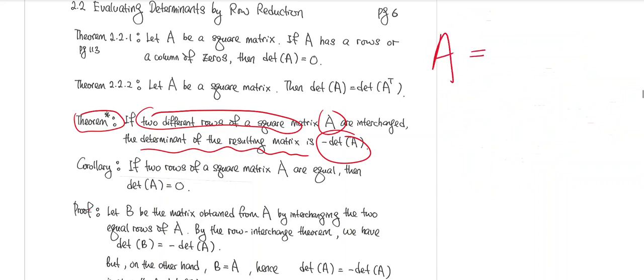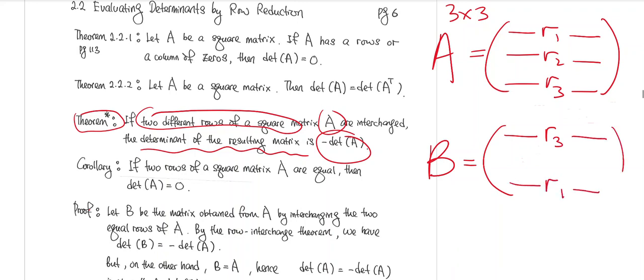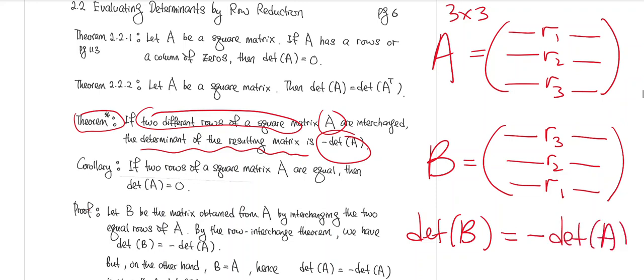I'm not proving though, I'm just giving an example. So again, let's look at a 3 by 3 matrix. So let's say you have the first row here, the second row here, and the third row here. What it says is that if you obtain a matrix B by interchanging rows of the matrix A, let's say I interchange the first row and the third row of our matrix A, which means the second row remains the same, then the determinant of this new matrix B is equal to the negative of the determinant of this matrix A.